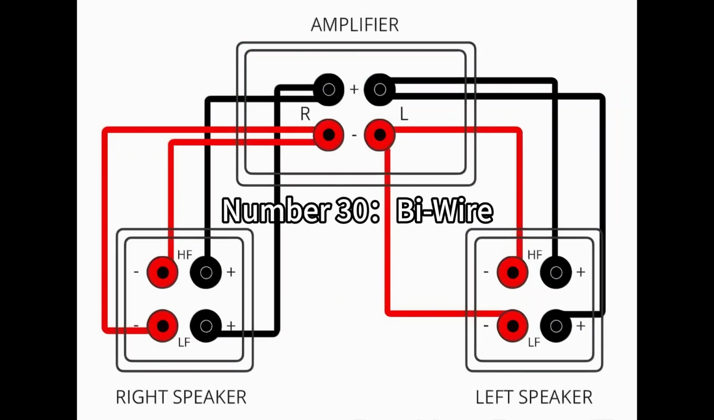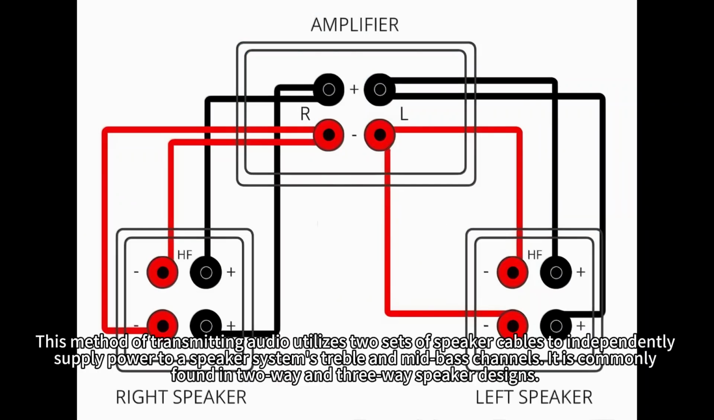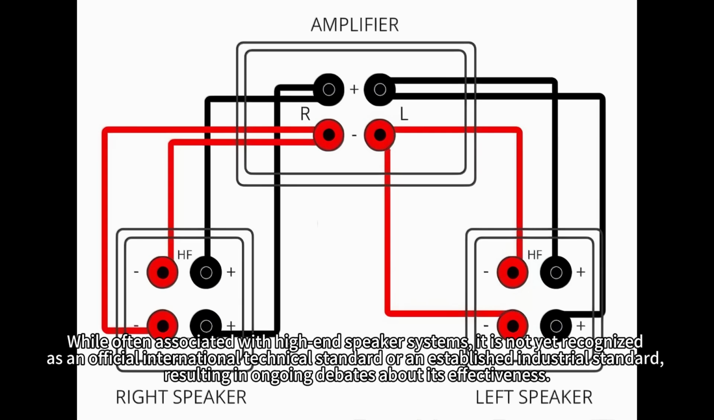Number 30. Bi-wire. This method of transmitting audio utilizes two sets of speaker cables to independently supply power to a speaker system's treble and mid-bass channels. It is commonly found in two-way and three-way speaker designs. While often associated with high-end speaker systems, it is not yet recognized as an official international technical standard or an established industrial standard, resulting in ongoing debates about its effectiveness.